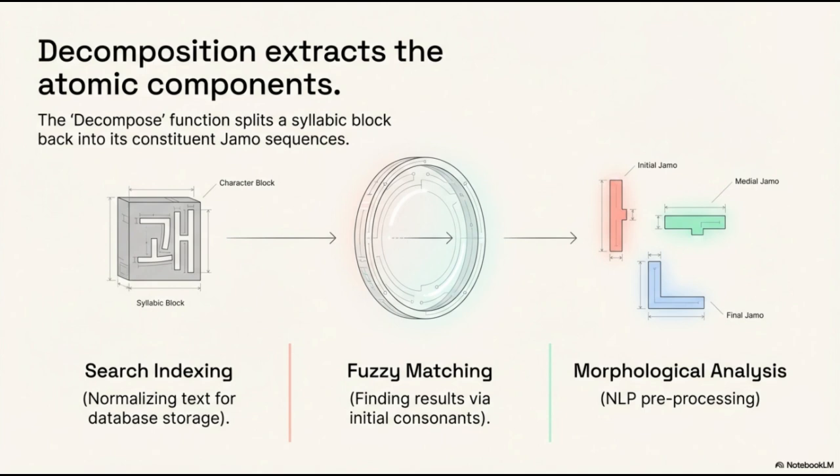In search indexing, it facilitates the normalization of text for more efficient database storage. For fuzzy matching, it enables advanced search capabilities, such as finding results based on initial consonants. Finally, it serves as a critical step in morphological analysis, providing the necessary pre-processing for complex natural language processing tasks.